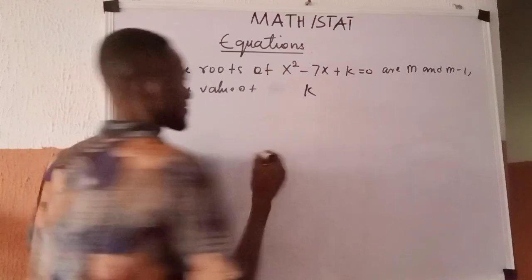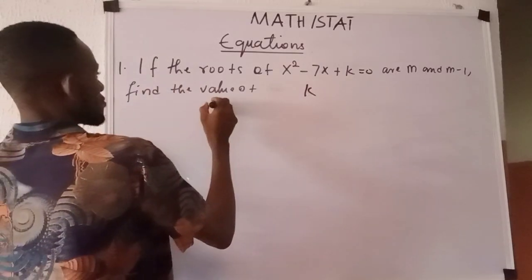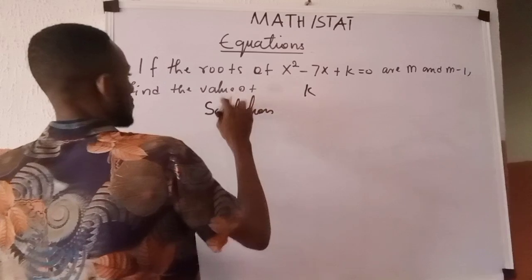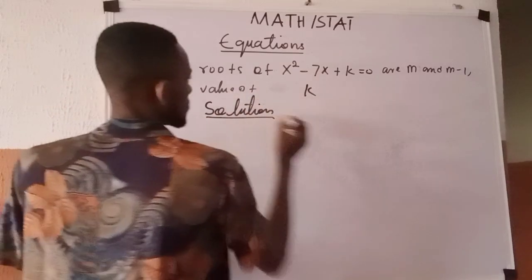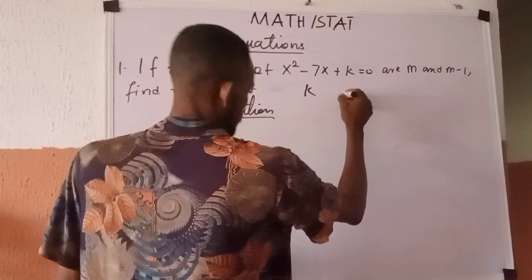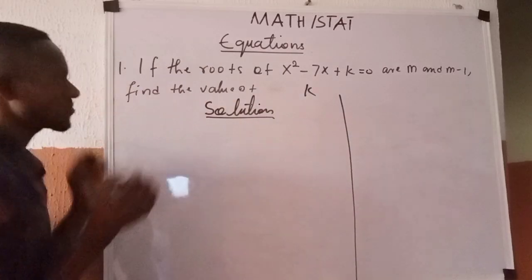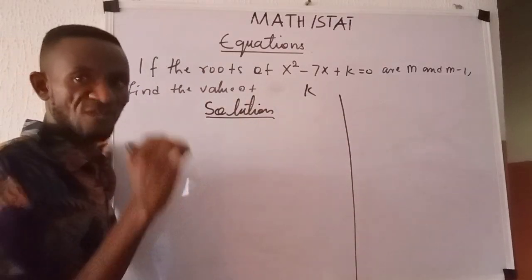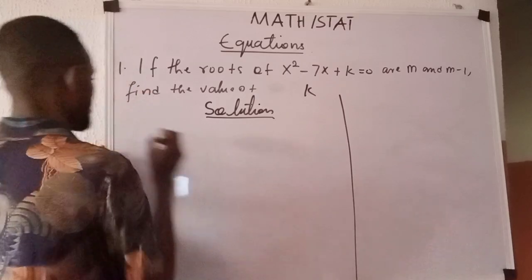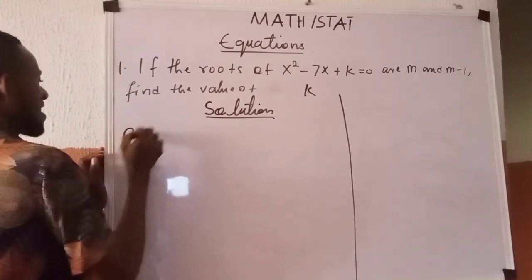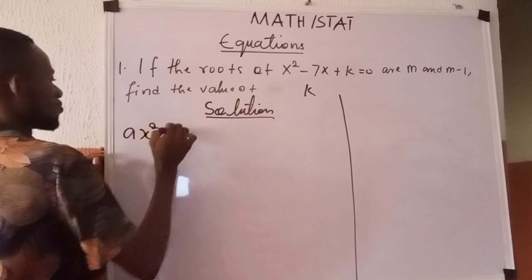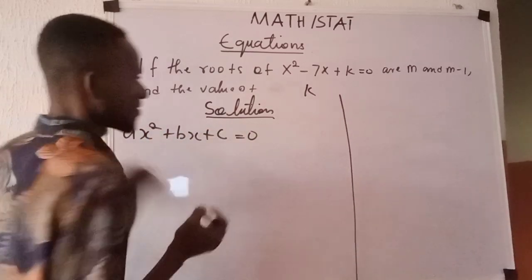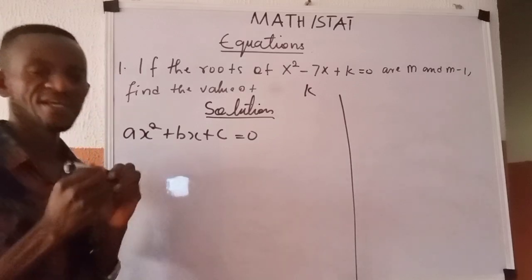So let me now remind us. As a way of solution, permit me to divide the board as usual. The general expression for quadratic equation is given as a x raised to power 2 plus bx plus c equals 0. This is the general quadratic expression.